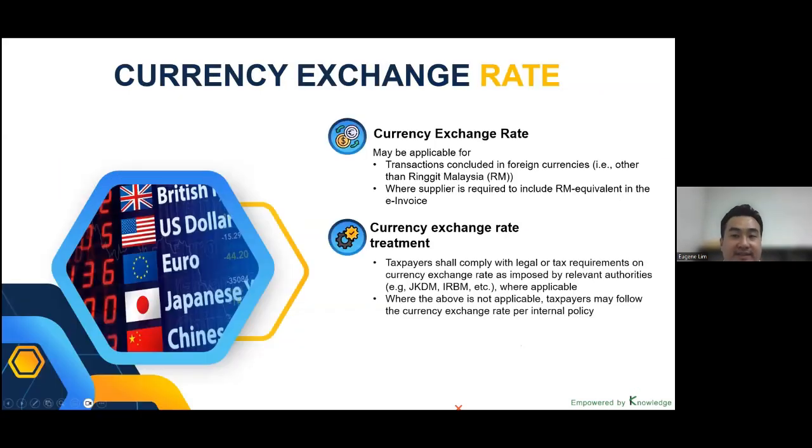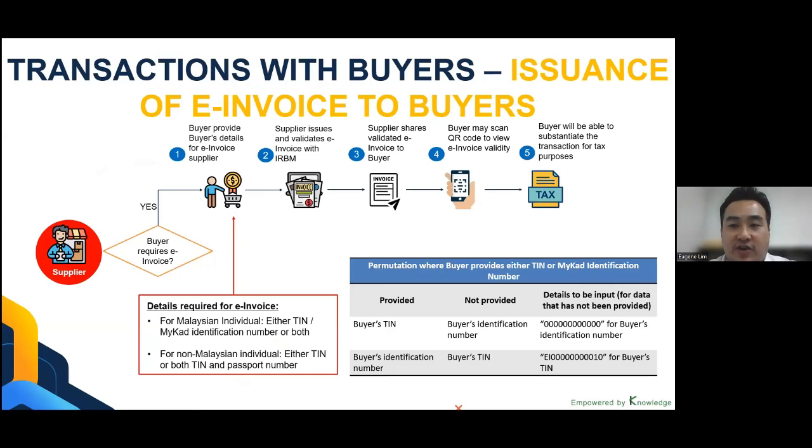Then for transactions involving foreign currency, you are allowed to use your internal or bank records. You are also allowed to use the customs transaction rates. So this is on foreign currency. You can read it by yourself. Okay, over here, we're going to try to explain how the e-invoice works.